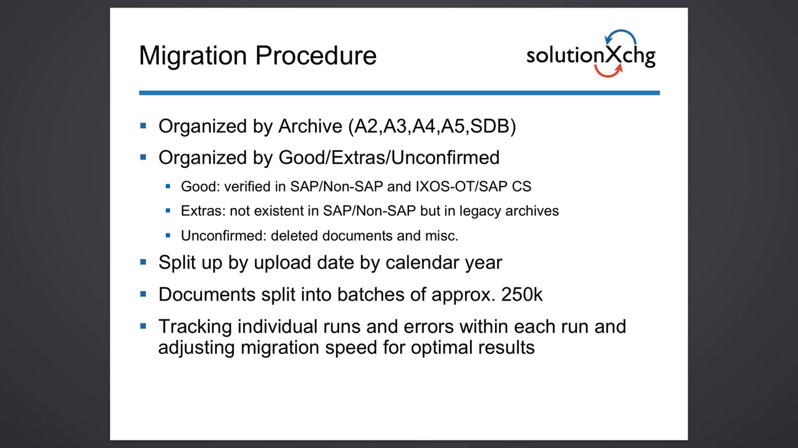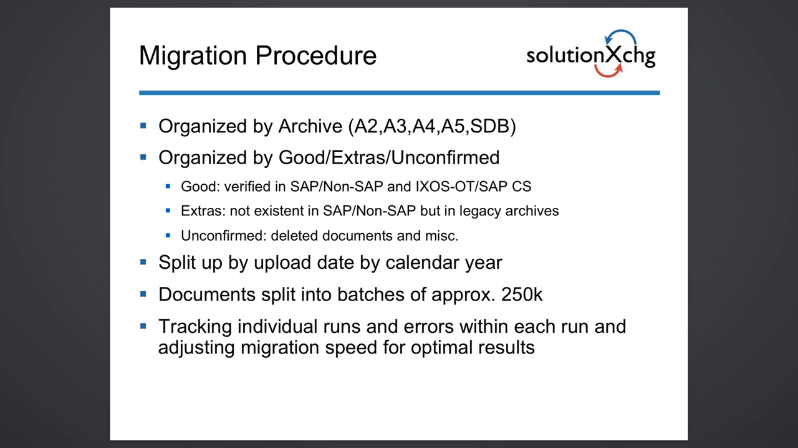So we created three classes of documents: those that were all clean and good, those that could be verified in SAP, and in the Exos OpenText or SAP content server. So documents where we basically had a link entry and a document ID in a SAP system, in the leading business application, as well as in the archive system. We had those extras that exist in SAP, but didn't have any links in the legacy archives. Those could have been documents that were lost during a previous migration.